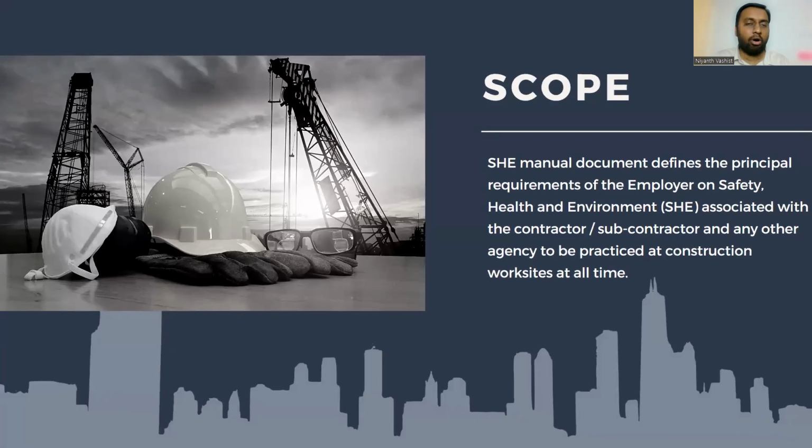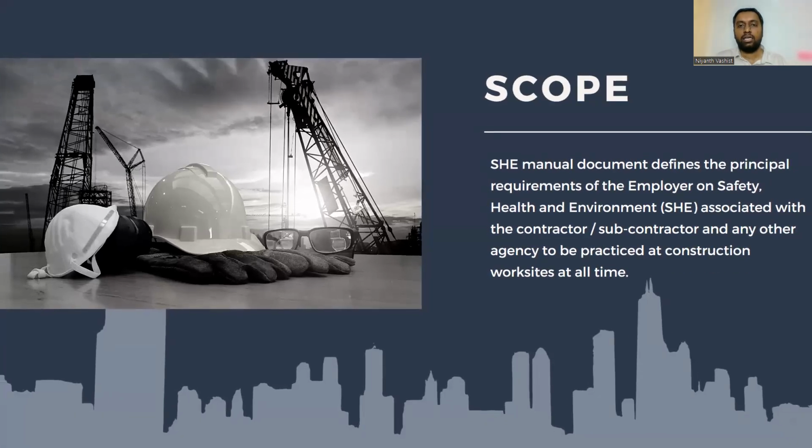So what is the scope of SHE? Basically, manuals will be prepared by the safety officers, which is called a SHE manual or EHS manual. These documents will define the requirements of the employers on safety. So what does the client want in terms of safety? If they want something extra out of the standards, you can do it.